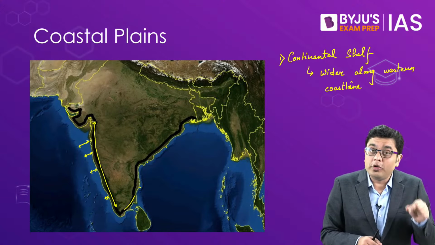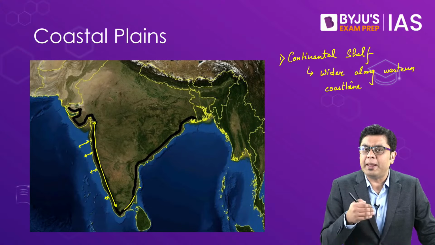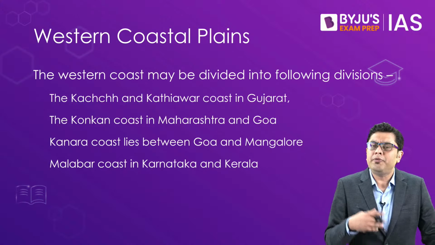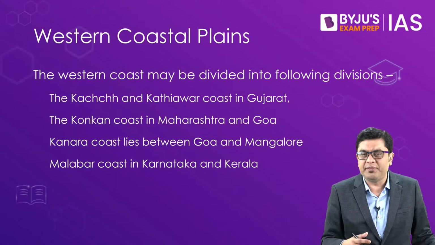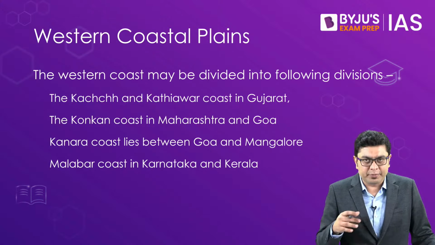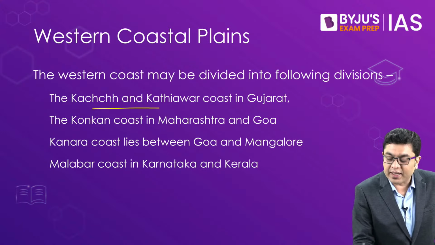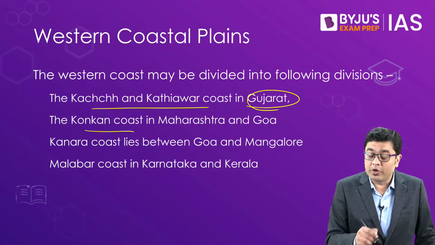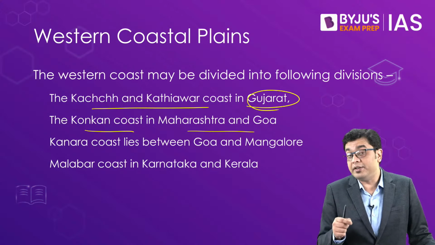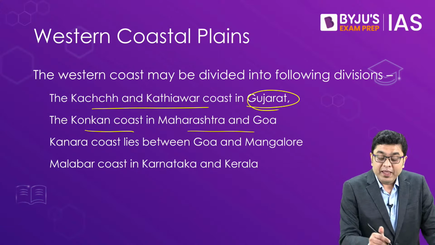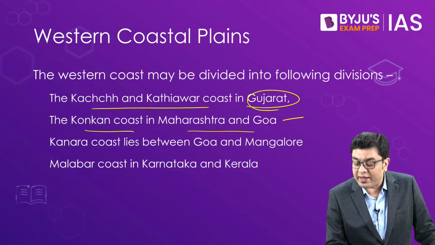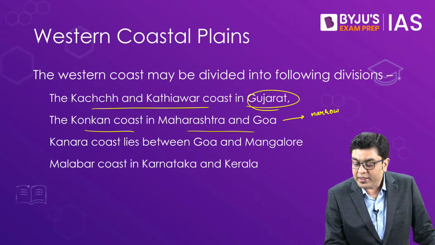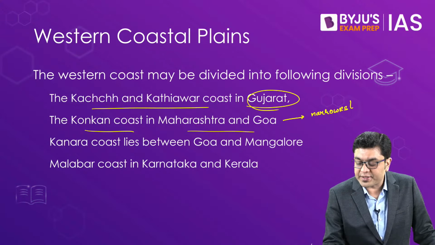For example, if we take a look at the physiographic appearance of the coastal plain, it can be broadly divided into various regional spaces. You have the Kutch and the Kathiawar coastline across Gujarat. Then we have the Konkan coastline across Maharashtra and the region of Goa. Now, this Konkan coastline is where the western coast becomes its narrowest. At this point, it is at its narrowest.